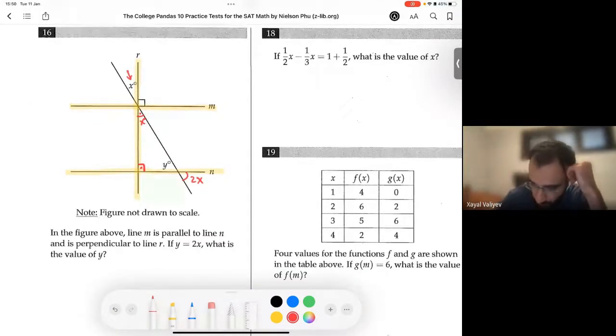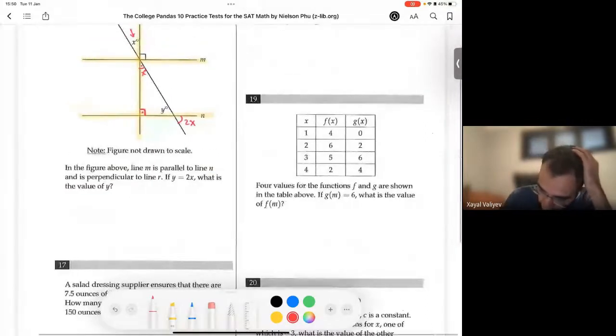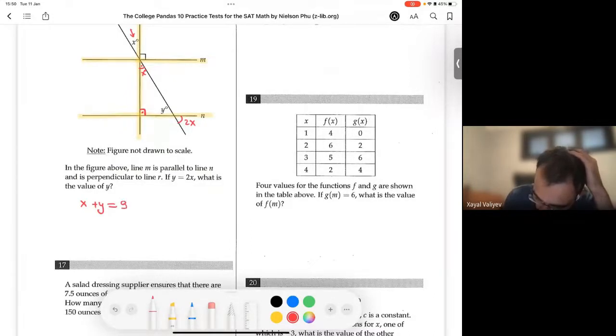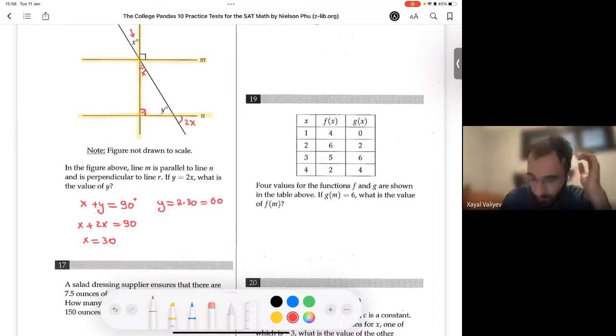So what we know, it's a right triangle now, and the sum of the acute angles of a right triangle would be 90 degrees, and x plus y itself is 2x. 2x equals 90. That means x will be 30. If x is 30, y is just 2 times bigger, which will be 2 times 30, which is 60. That's the answer.